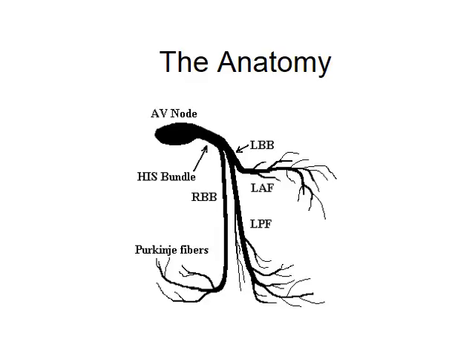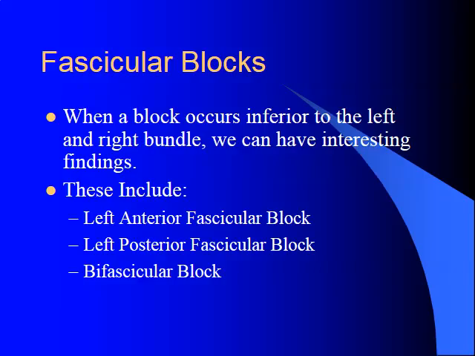So what happens is that we can have a block that occurs lower than the left bundle. So when we say that there is a left bundle branch block, what that means, if you look at our graphic here, is there's a block somewhere around where the arrow with the left bundle branch block is located. It's occurring above where the branch is. What happens is we can have a fascicle that is blocked.